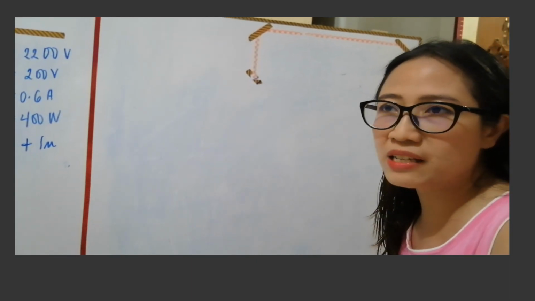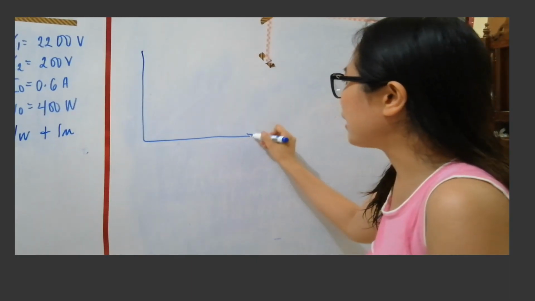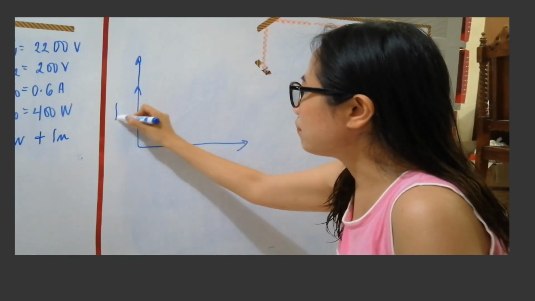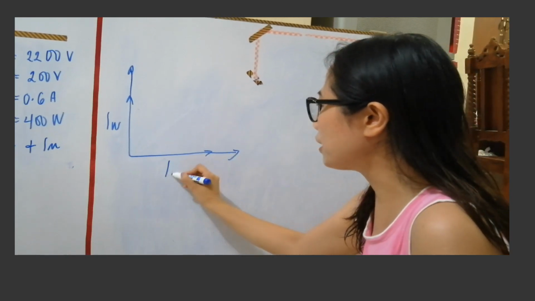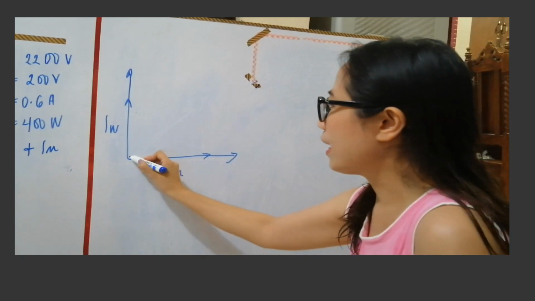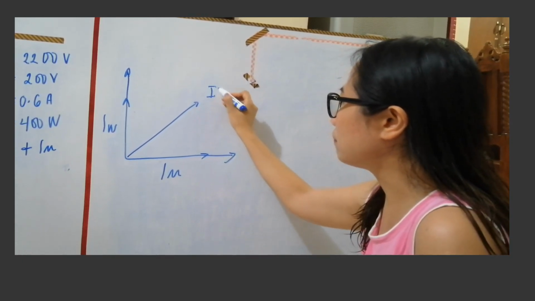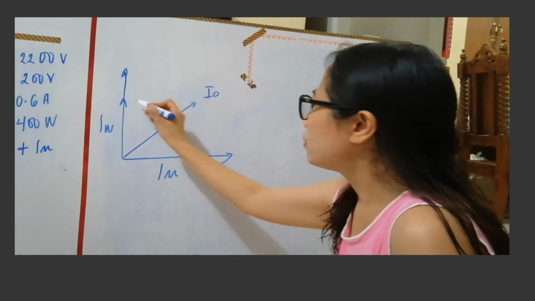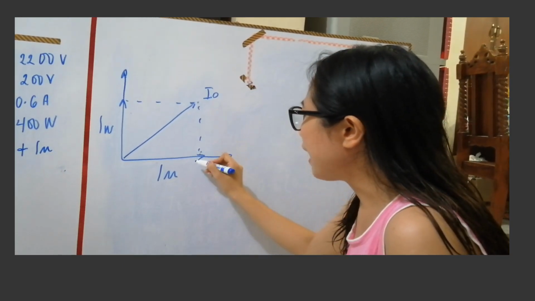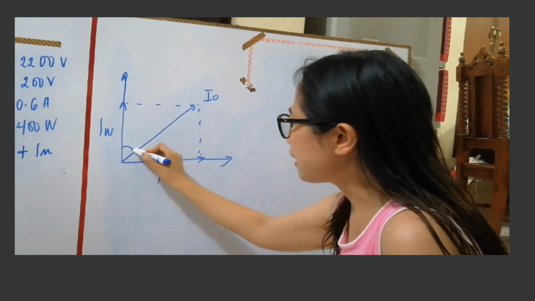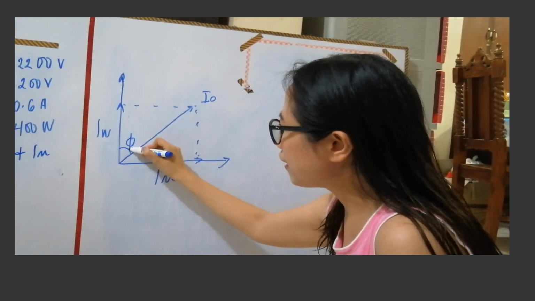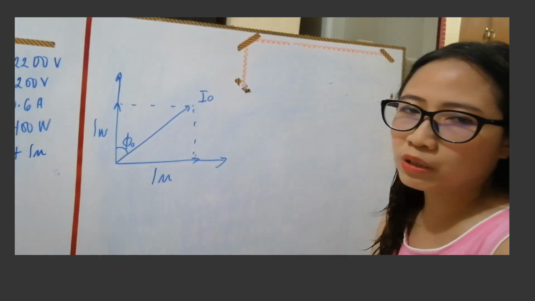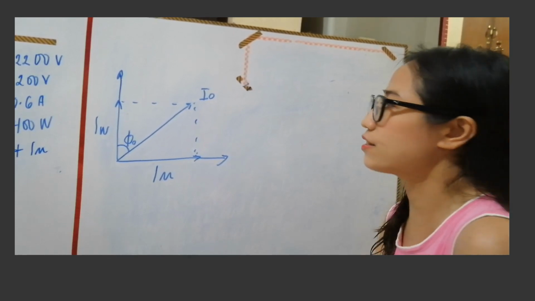So we can represent the components of I sub 0 using the vector diagram. So this will be our I sub W, which is the iron loss component, and the I sub mu, which is the magnetizing component. And the resultant vector for that is I sub 0. So we can say that this angle pertains to our phi sub 0, or what we call the hysteresis angle of advance.